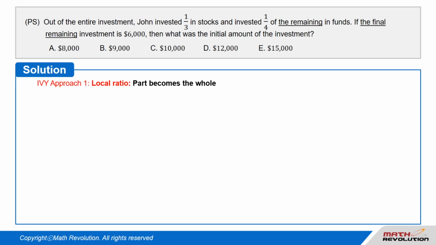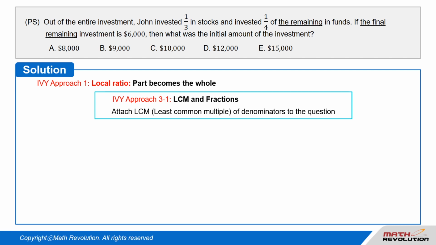Solution. IV Approach 1. Local ratio. The main concept is that in the local ratio, the part becomes the whole. IV Approach 3-1. LCM. Least common multiple and fractions. One of the IV approaches is to attach the least common multiple, LCM, of the denominators to the question.